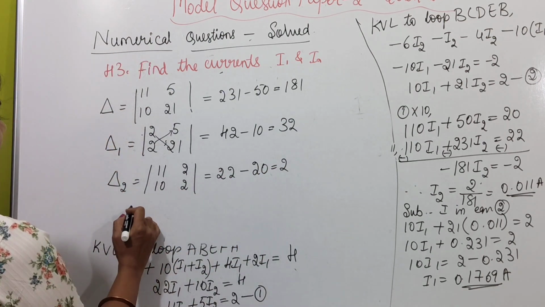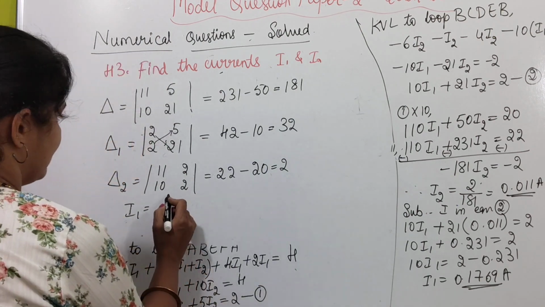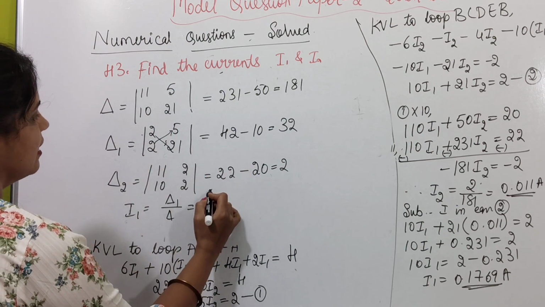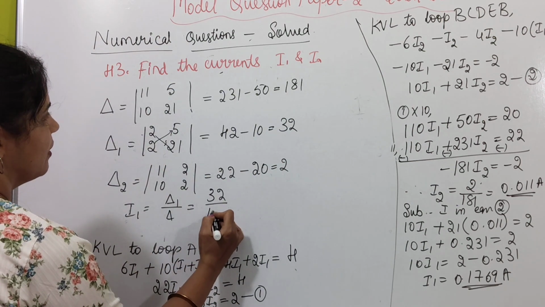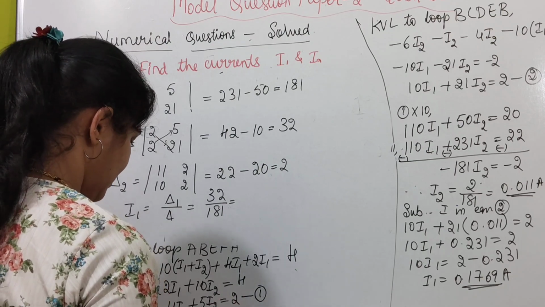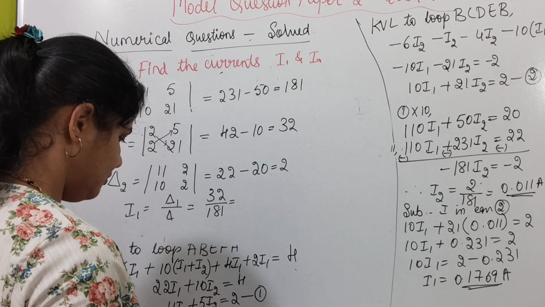So how to calculate I1? I1 is equal to delta 1 by delta, that is delta 1 is 32 divided by 181, which you will get as 32 by 181. Let us solve that.